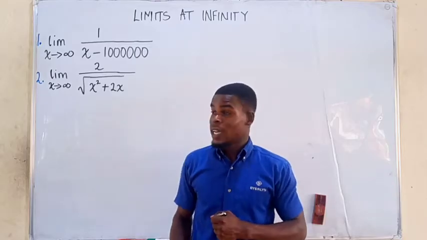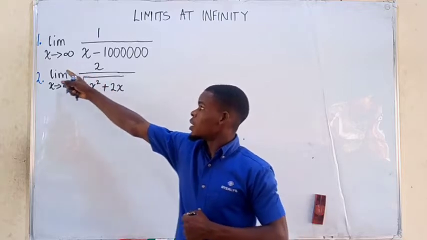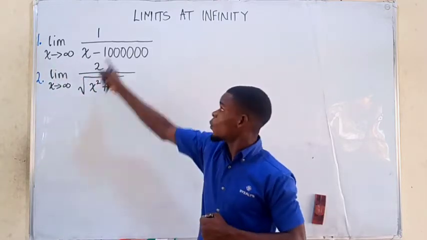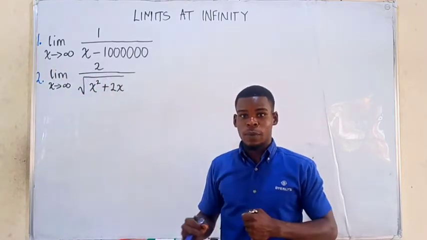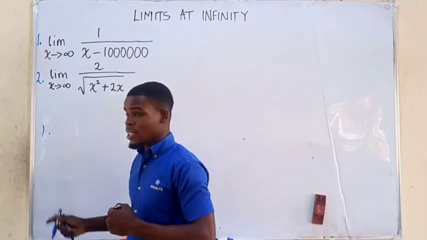Now in this video, you want to find the limits of the following functions, all right? The first one is the limit as x tends to infinity of 1 over x minus 1 million. Good. So let me put down the first one. This is our solution anyway.